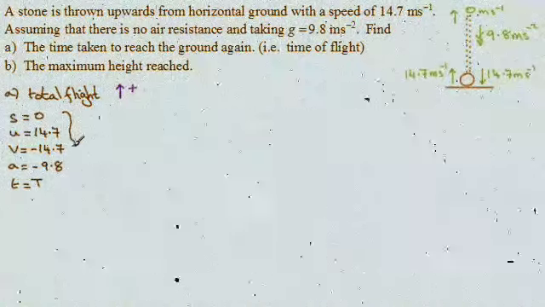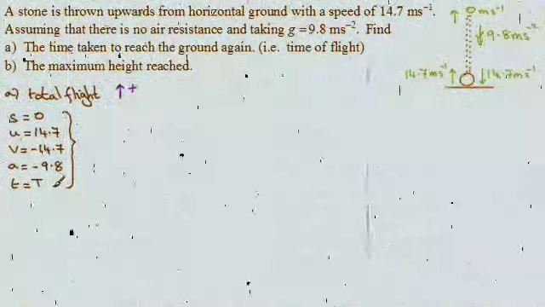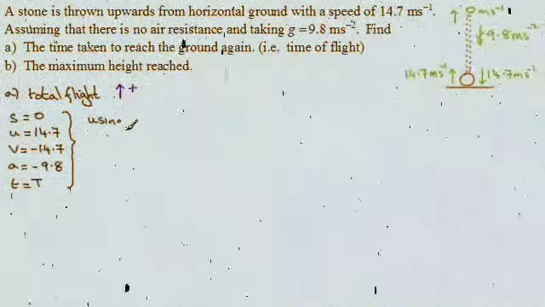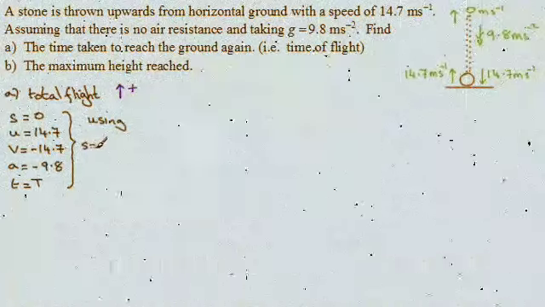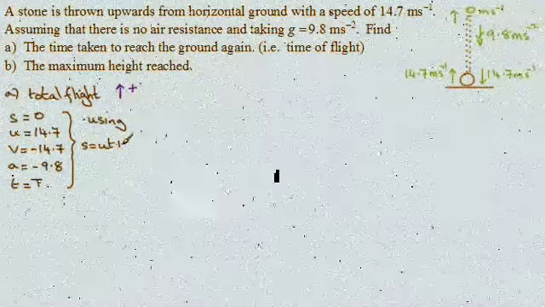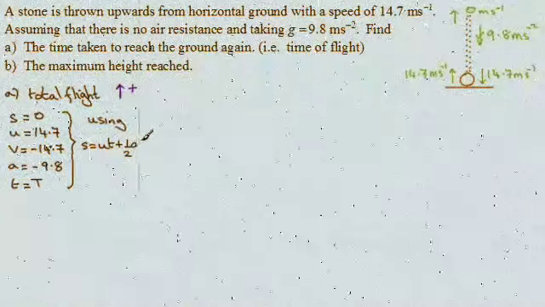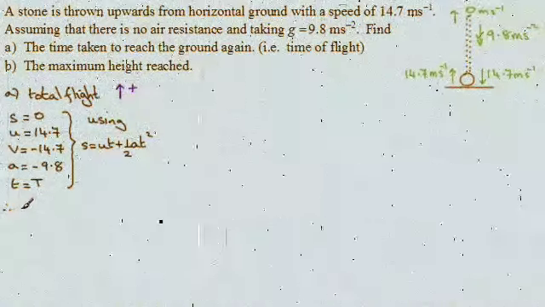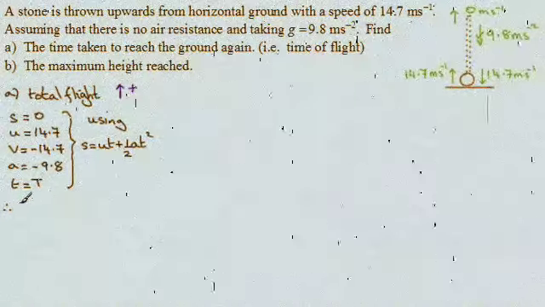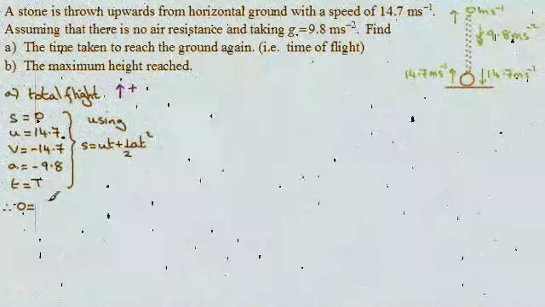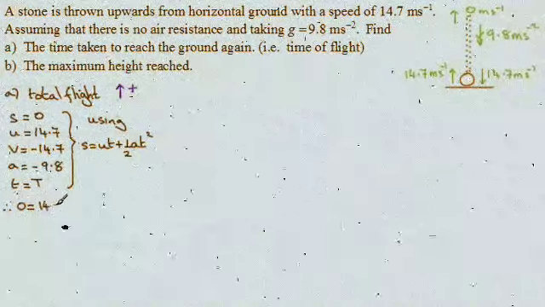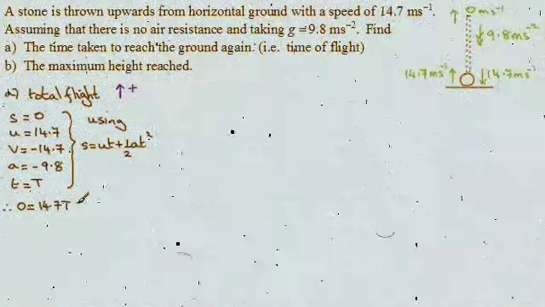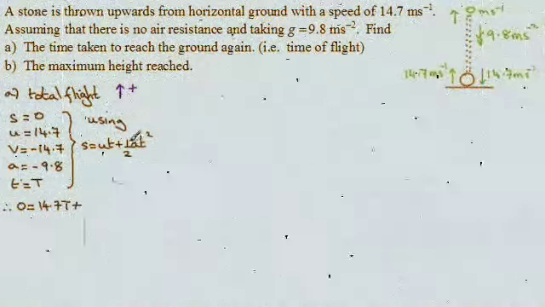What equation could I use to connect these together to find out what t is? Well, I'm going to look at using the equation s equals ut plus a half at squared. And using that equation, for s, it's going to be 0 equals u, which is 14.7, multiplied by t. Then it's plus a half at squared.